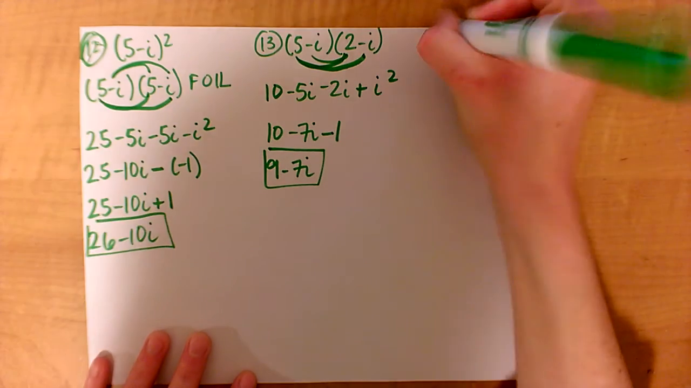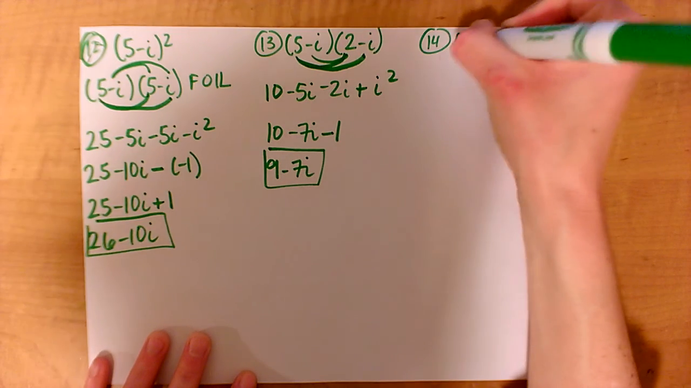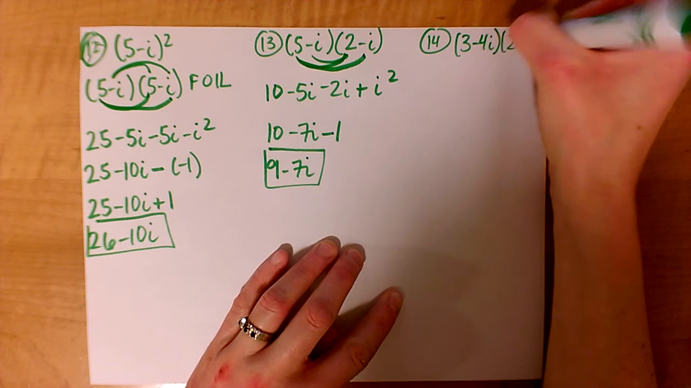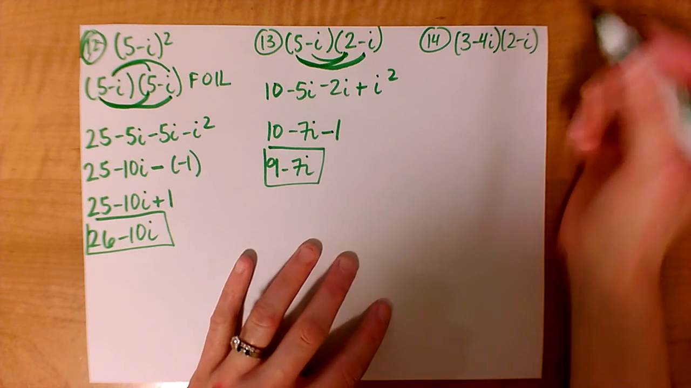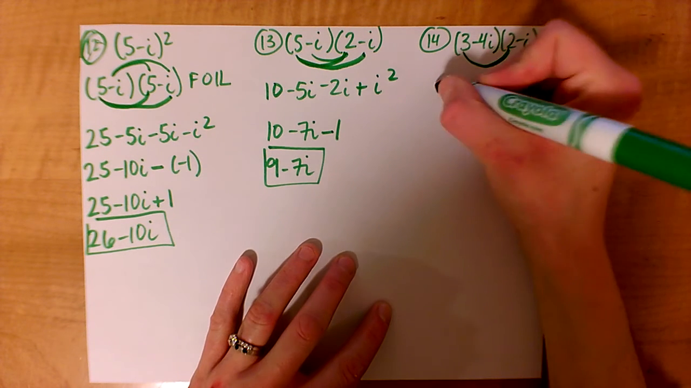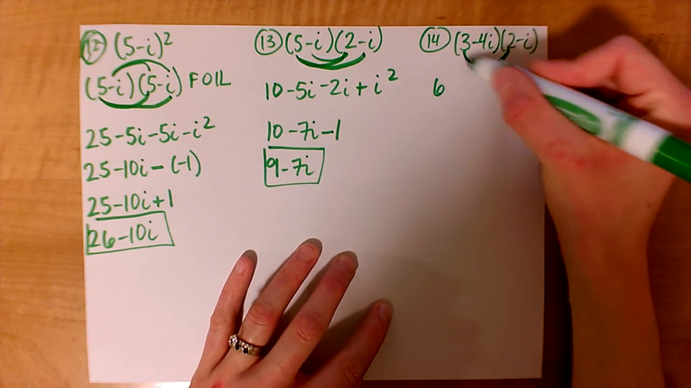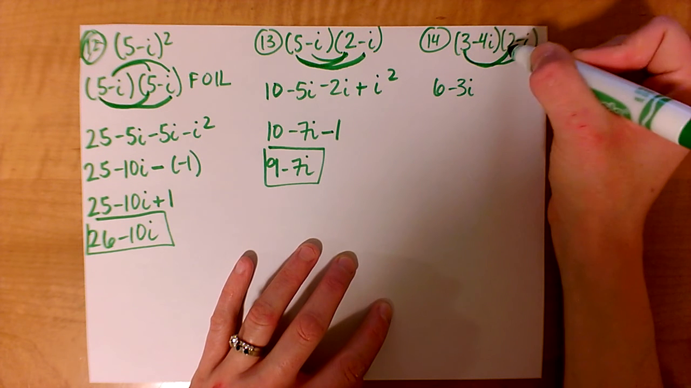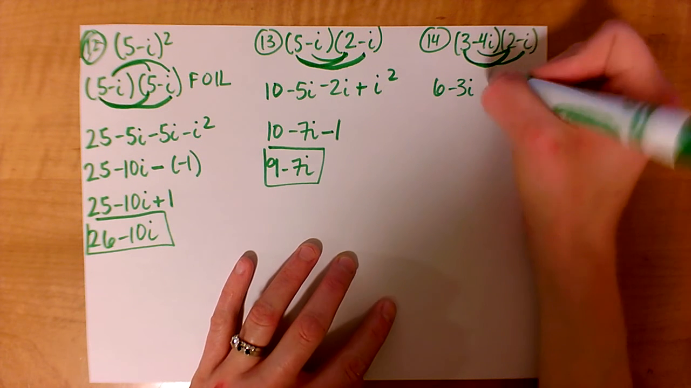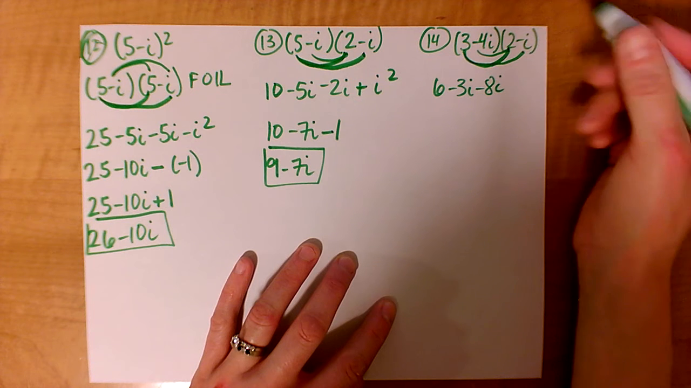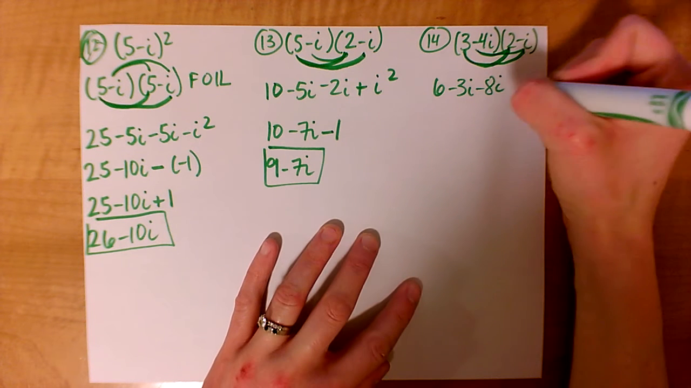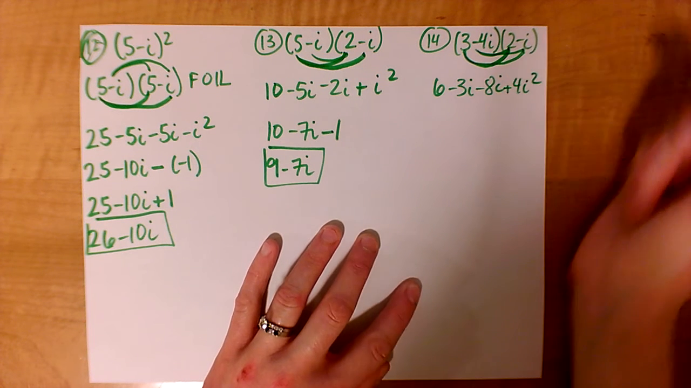For 14, we're going to have 3 minus 4I times 2 minus I. So if we FOIL this, 3 times 2 is 6. My outers, 3 times negative I, negative 3I. My inners, negative 4I times 2, that'll be negative 8I. And then my last, negative 4I times negative I, that'll be positive 4I squared.